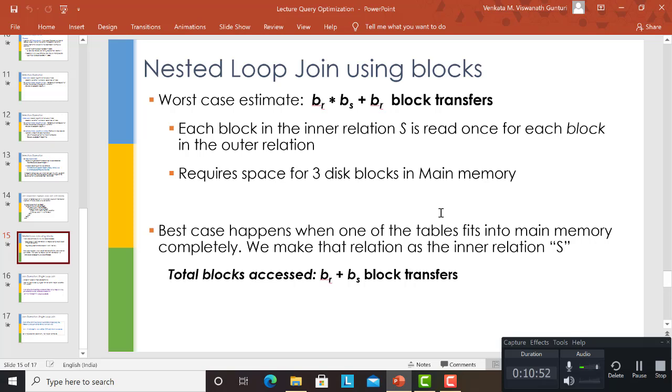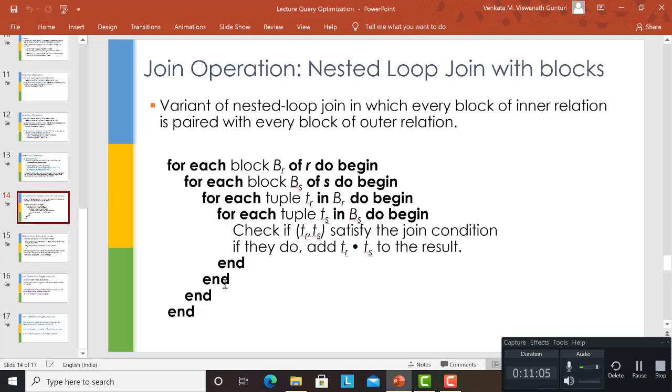So when we have S1 in the mm2 location, and R1 in the mm1 location, both of these can be joined using the nested procedure which I'm showing here, right? For each tuple tr in br, and then in the inner loop for each tuple ts in bs, you check the join condition and add it to the result.